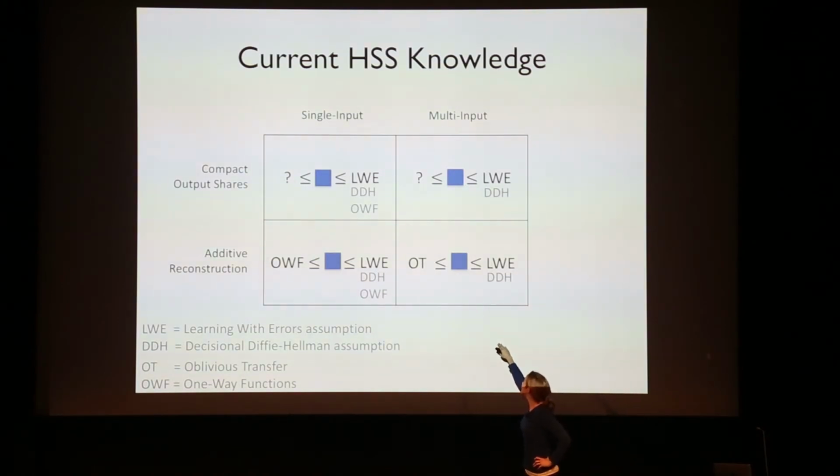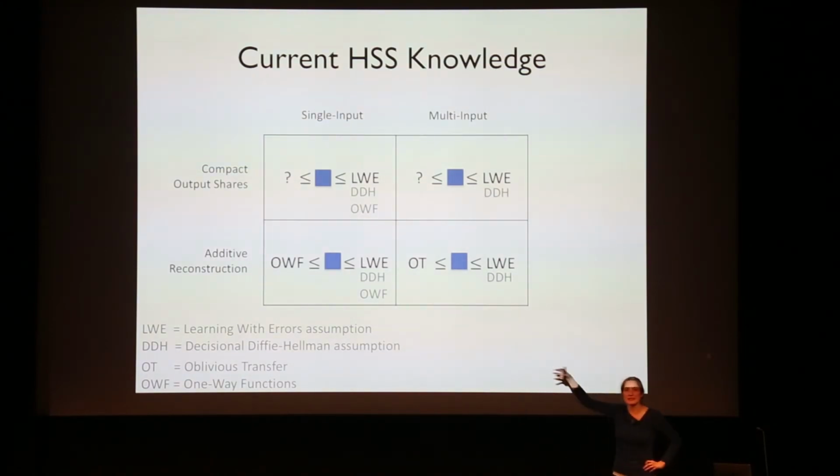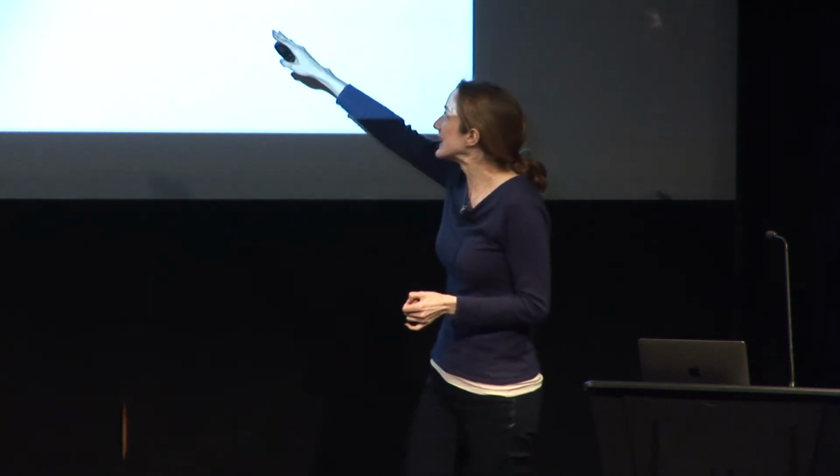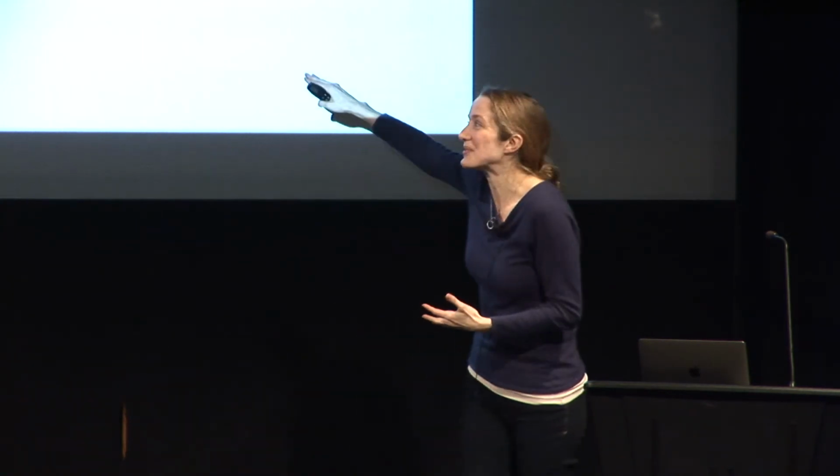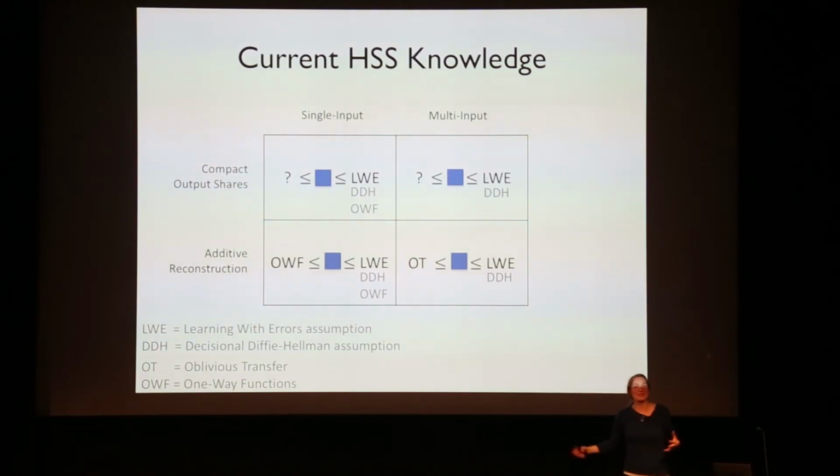For example, this multi-input additive reconstruction category, we can build it from these highly structured, specific assumptions, but the only thing that we know that it implies is this lowest level of general assumption that implies secure computation. For things like public key encryption or maybe oblivious transfer itself, it's not clear whether we could get that. Are we just being lazy or can't figure this out, or is there really a limitation here?